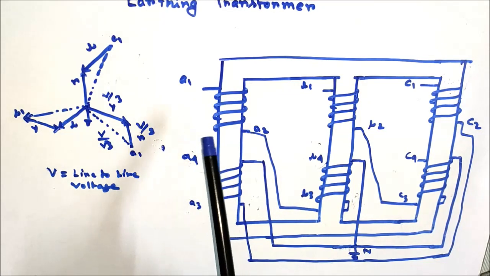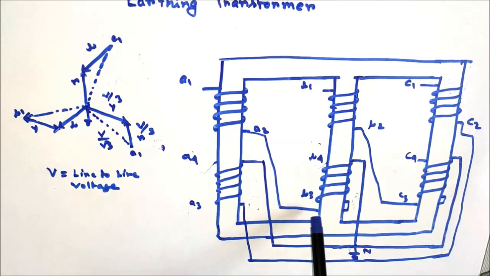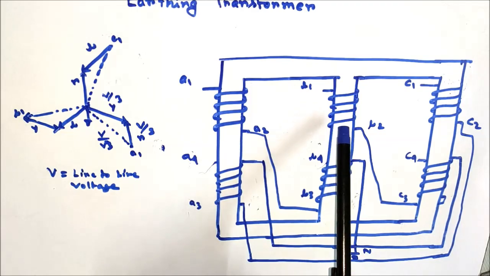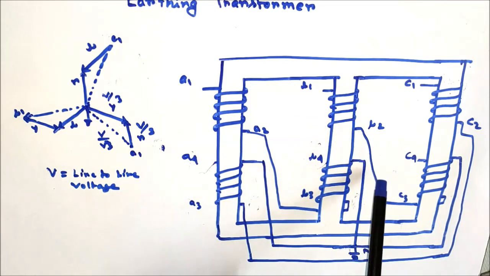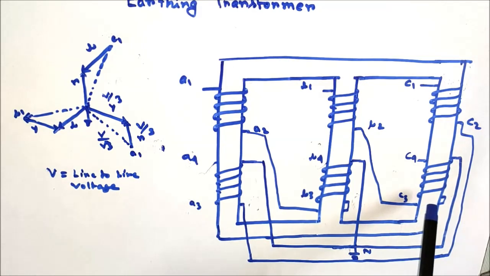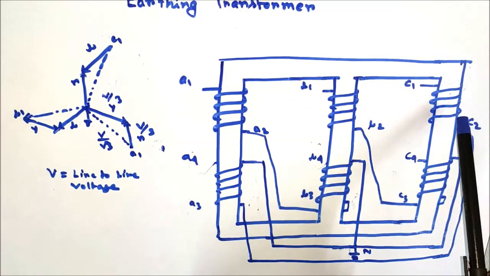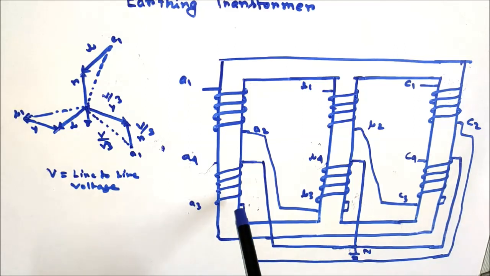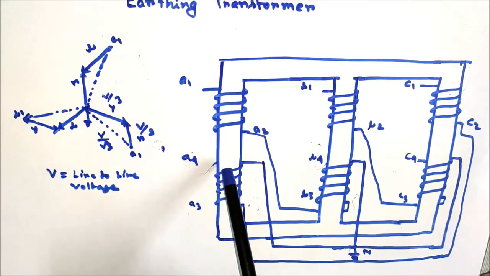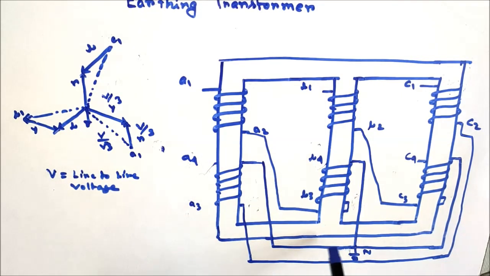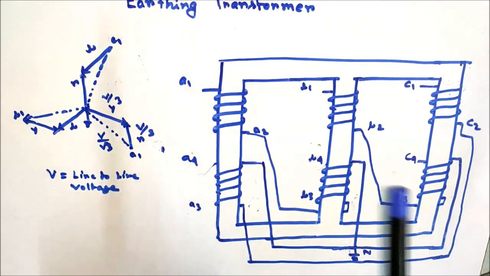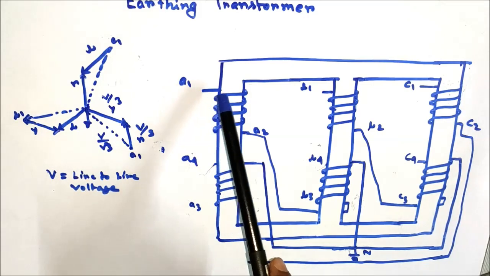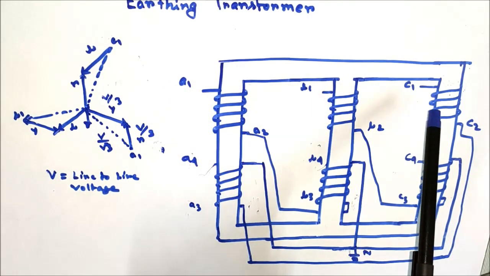Now the zig winding is connected in series with the zag winding of other phases. You can see that the red phase zig winding is connected in series with the zag winding of the yellow phase, the yellow phase zig winding is connected in series with the blue phase zag winding, and the blue phase zig winding is connected in series with the red phase zag winding. The other terminals of the zag windings are shorted together to form the neutral, and the neutral is connected to earth, and the other terminals are connected to the system.